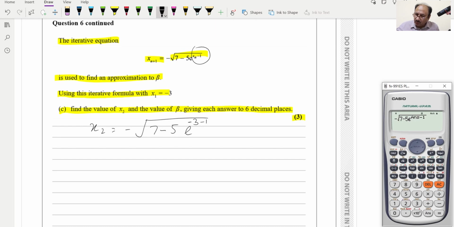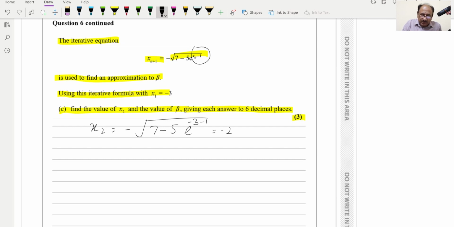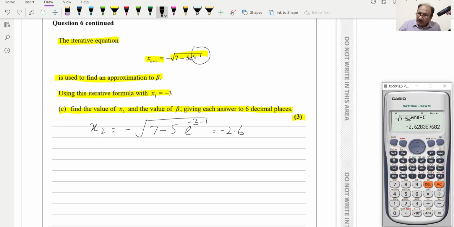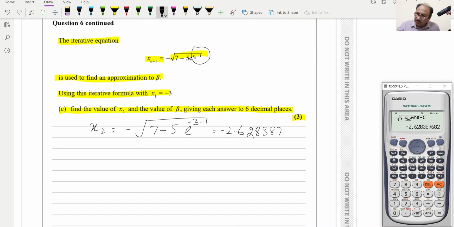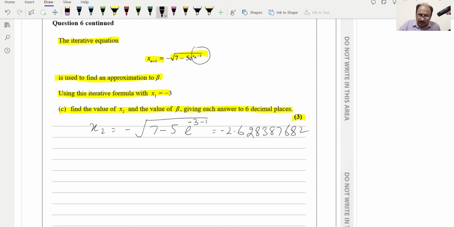So this is how we have stored the value and utilized it, and this is equal to minus 2.6. So this value will be equal to minus 2.6 and 28387, 28387. So this I will write properly: 28387682. So up to 6 decimal places we can take this one.